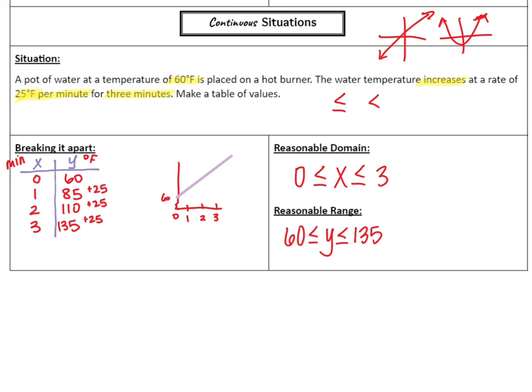Now, I know if we kept heating the water, my water temperature would go up. But since I'm only looking at this specific time frame from 0 to 3 minutes, the highest my temperature ever gets in 3 minutes is 135 degrees. So that's my range for that set. Okay? So my graph, if I were to draw it, would actually stop right there. I would have nothing on that other side because I'd be stopping at 3 minutes.